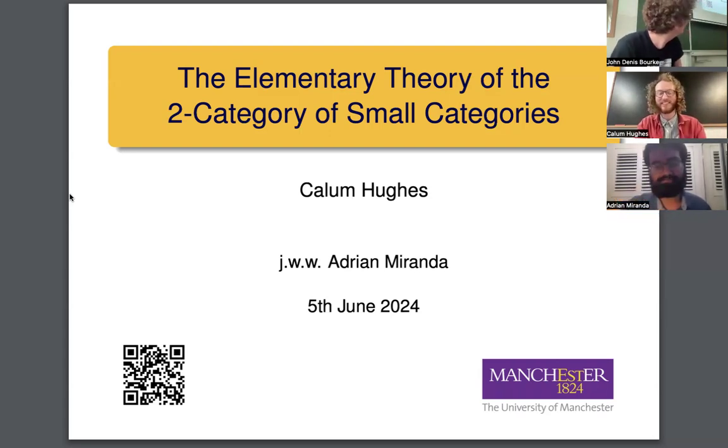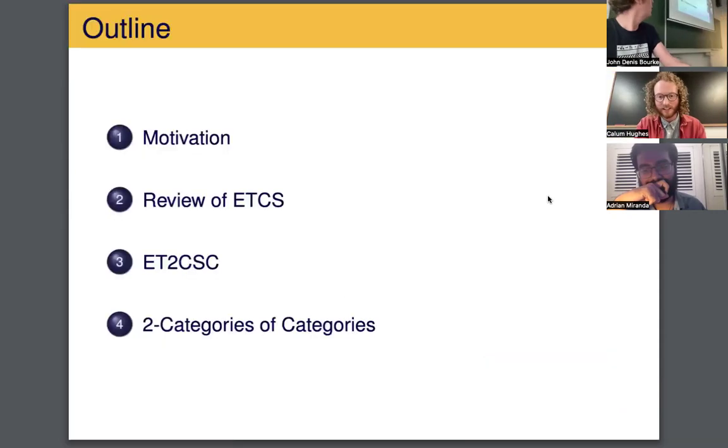It's very exciting. This is joint work with Adrian, who's also in the chat right now, and we've been doing this over the last year. We call it the elementary theory of the two category of small categories, and it's a kind of categorification of Lawvere's elementary theory of the category of sets. Don't worry if you don't know what these things are. We'll go through that.